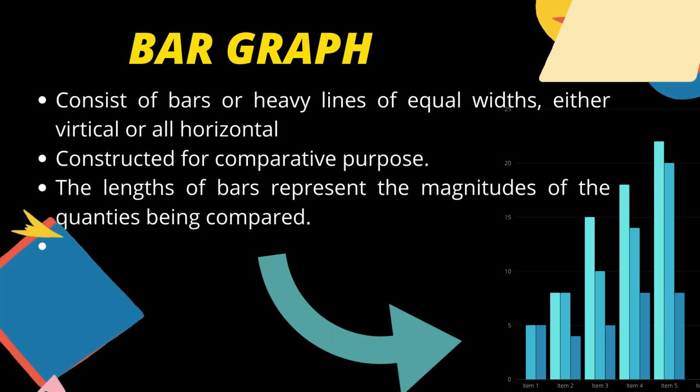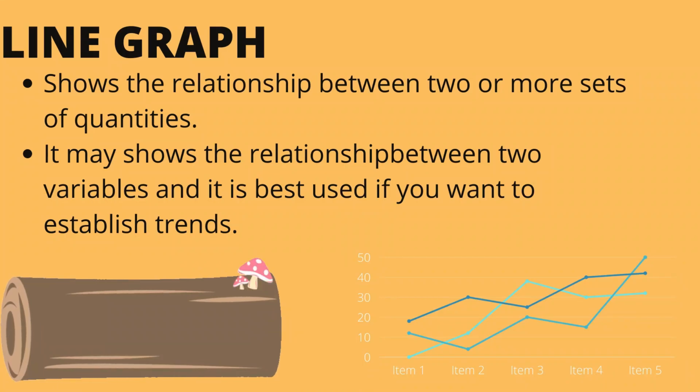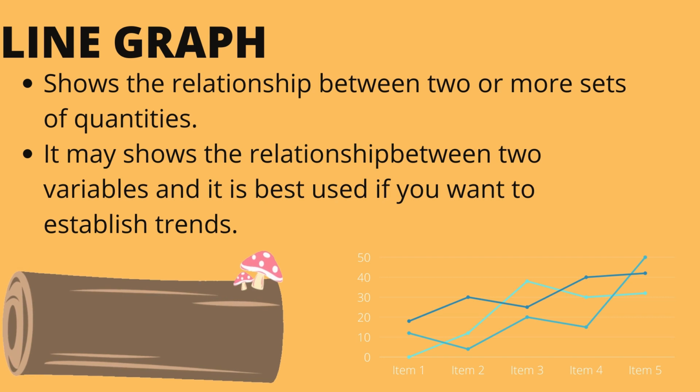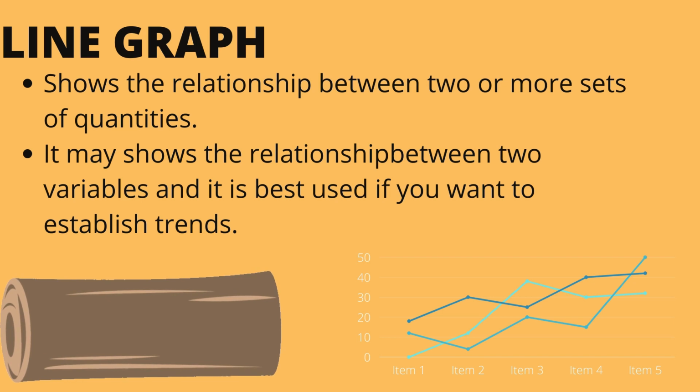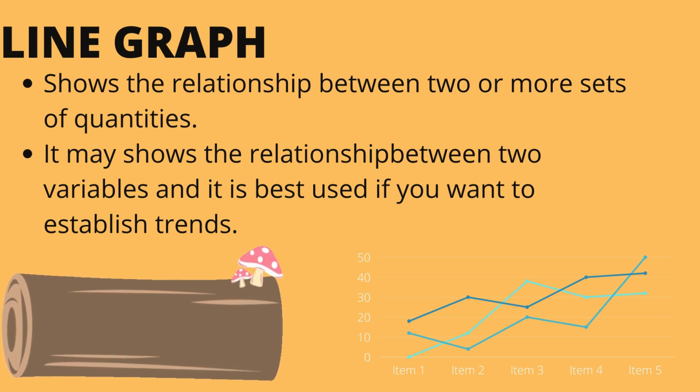Bar graph consists of bars of heavy lines of equal width, either vertical or horizontal, constructed for comparative purposes. The length of the bar represents the magnitude of the quantities being compared. Line graph shows the relationship between two or more sets of quantities. It may show the relationship between two variables, and it is best used if you want to establish trends.